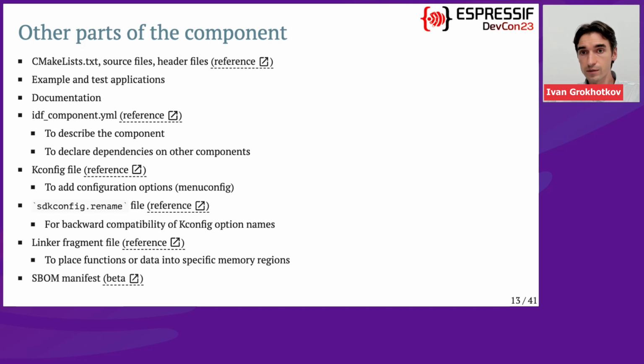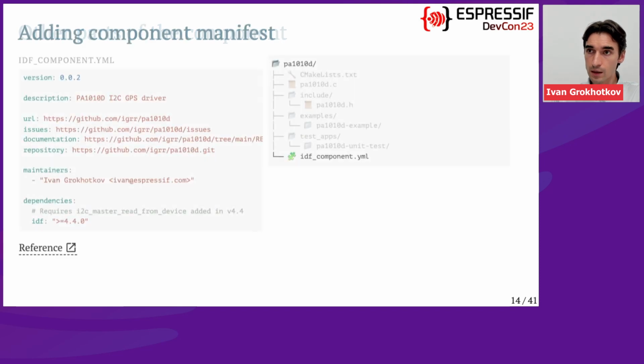Software bill of materials is a relatively new feature that has been introduced in ESP-IDF, and you can add the manifest for SBOM into the component as well. So overall, these are the typical things which can be part of the component.